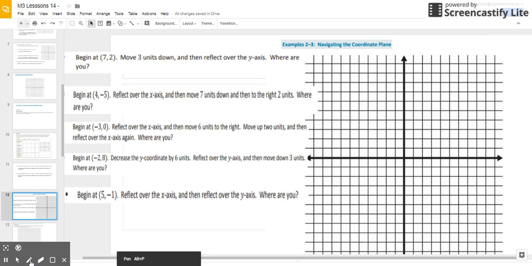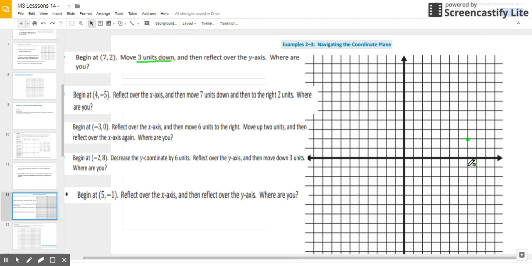So we're going to do this one in green. It says begin at 7, 2. So let's go to 7, 2: 1, 2, 3, 4, 5, 6, 7, up 2. So we're going to go here to 7, 2. It says move 3 units down and then reflect across the y-axis. So the first thing we have to do is go 3 units down. So if you have colored pencils, this is probably a good one to use them on. 1, 2, 3. So 3 units down.